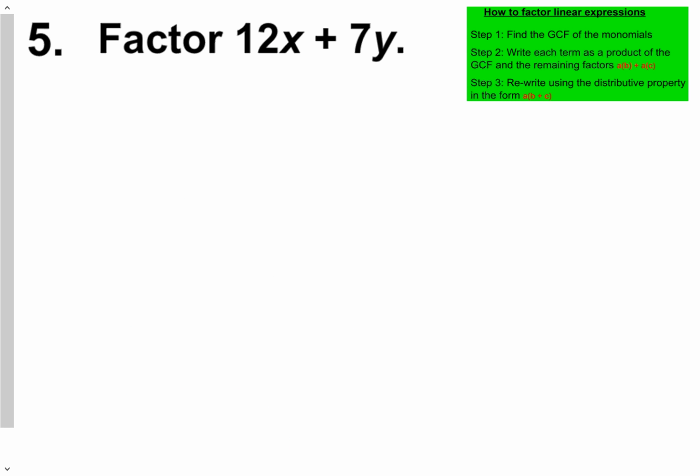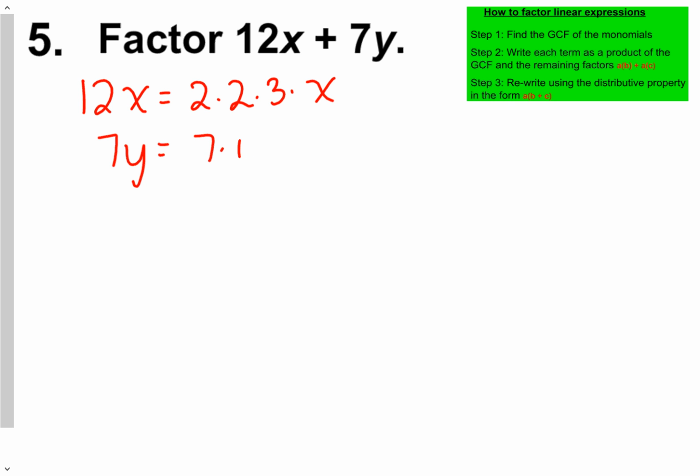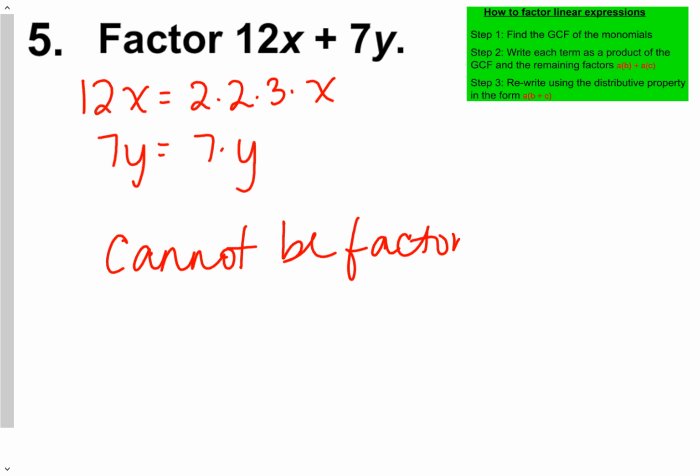Here's another example. Factor 12x plus 7y. So we have 12x, that equals 2 times 2 times 3 times x. 7y is 7 times y. And if you'll notice, they don't have any factors in common. So if they don't have any factors in common, we would just write cannot be factored. And that's because the greatest common factor is just 1.